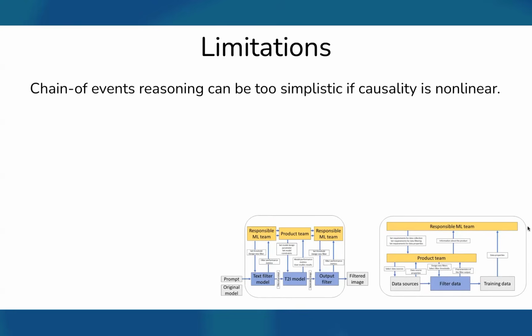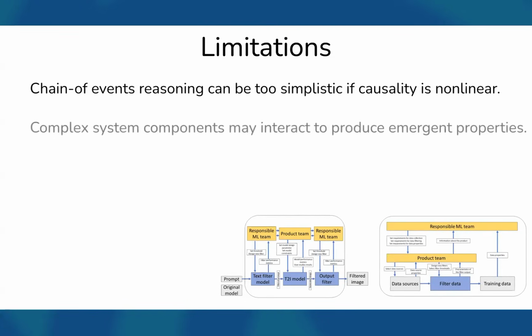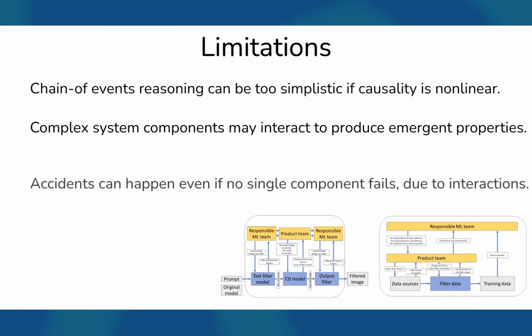This chain of events reasoning that, well, this led to that, led to that, led to that, can be too simplistic or not very productive if the causality is nonlinear, if there are these feedback loops. In complex systems, components may interact in many unexpected ways and produce emergent properties, and accidents can happen even if no single component fails, due to interaction. So we'll zoom into this limitation slightly more.